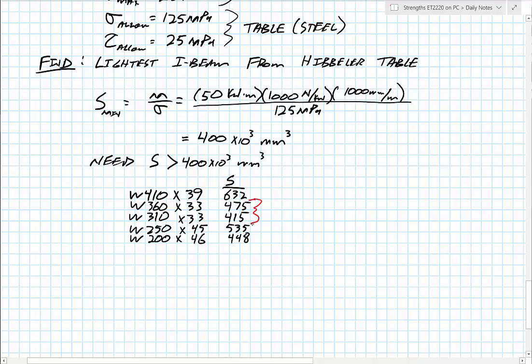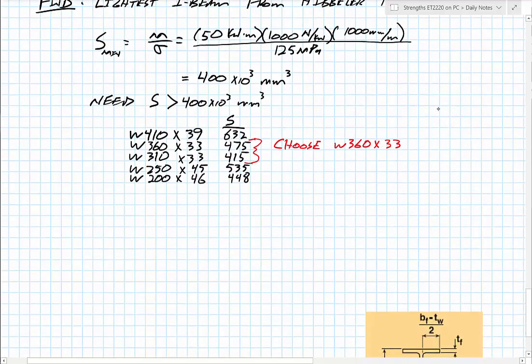Now, if it were me and I were an engineer, technically, cost-wise, it would be the exact same. Which one would I choose? I would choose the one with the larger S. The reason I would choose the one with larger section modulus is because it means it's just a little bit stronger for the exact same weight. So I'm going to go ahead and choose a W360 by 33. Technically, either answer is right at this stage.